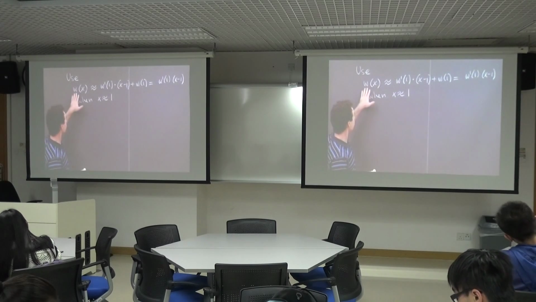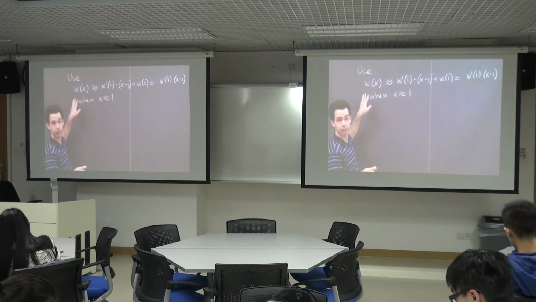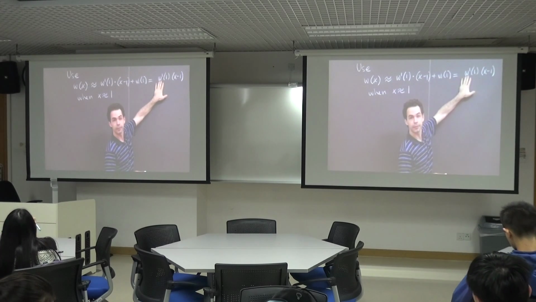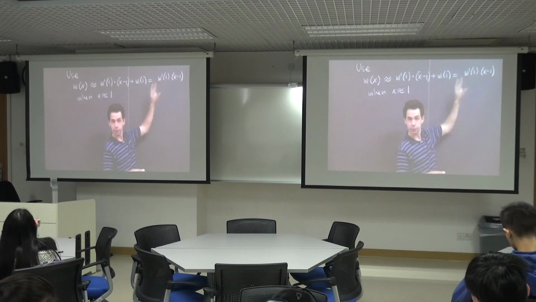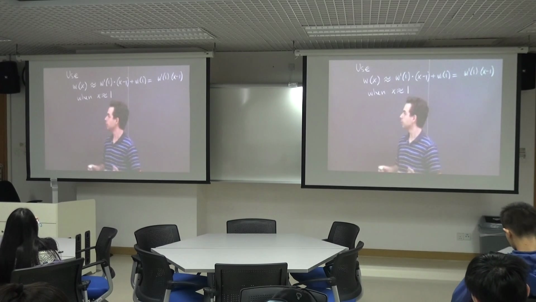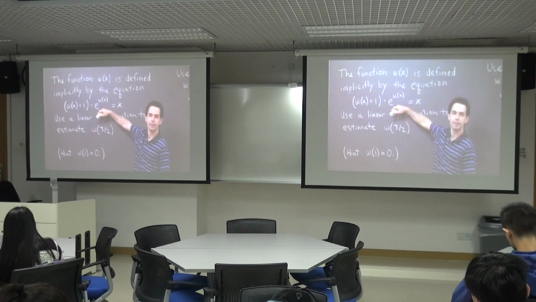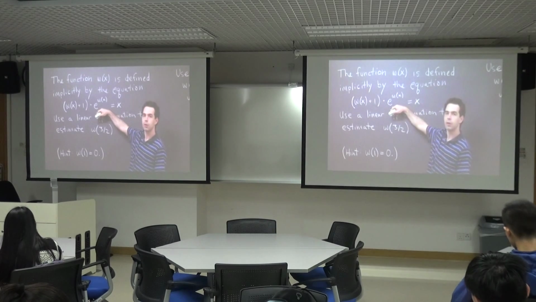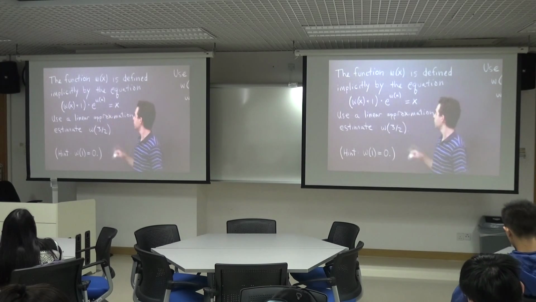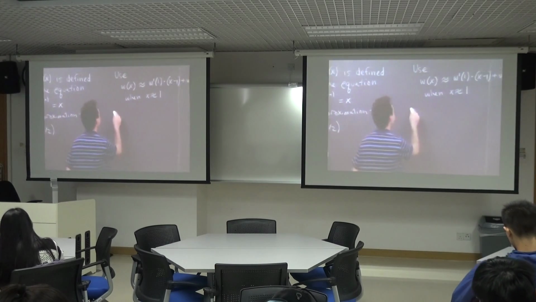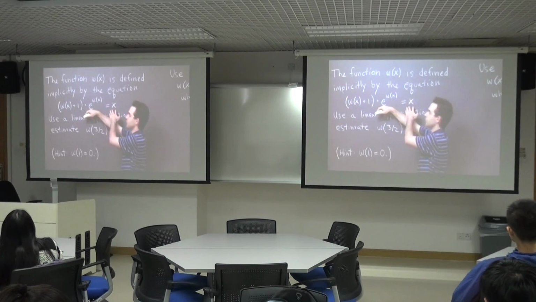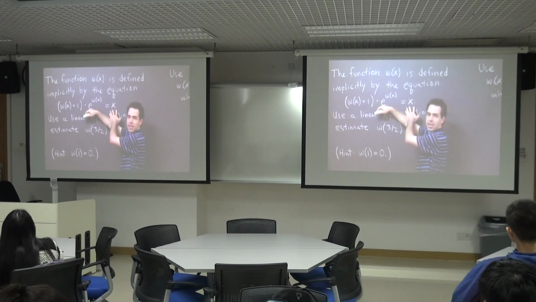In order to estimate w of x, and in particular w of 3/2, we need to know the derivative of w. To get the derivative of w, we have only one piece of information about w, which is that it's defined by this implicit equation. So we have to use implicit differentiation. Let's do that. If we implicitly differentiate this equation, the right-hand side is going to be really easy. We're going to differentiate with respect to x.